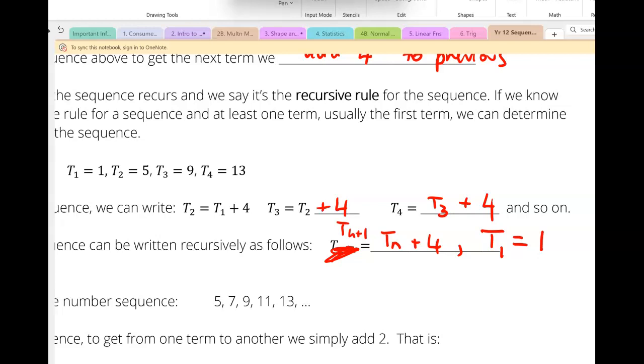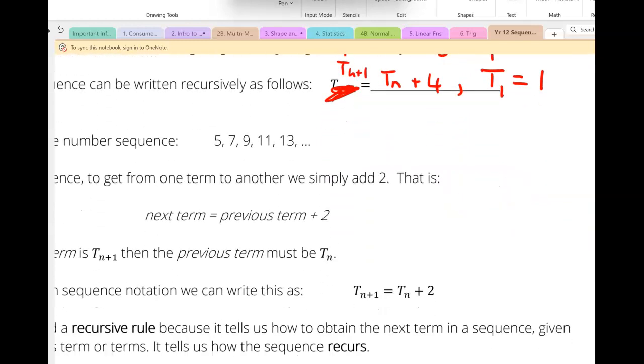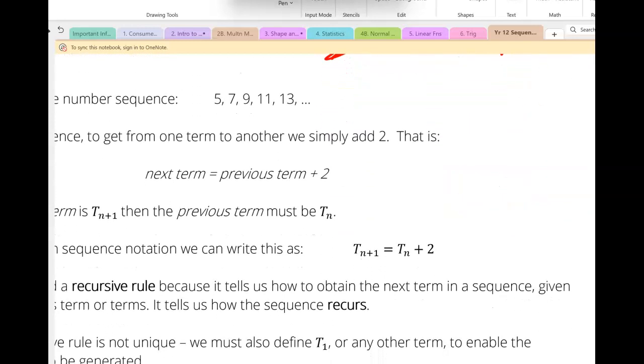So let's try the next one. Actually, I think I've already given this one to you. With this next sequence, you've got 5, 7, 9, 11, 13. To get to the next term, we're adding 2 to the previous term, starting with 5. First term is 5. So next term, previous term plus 2, and this is how we would write that. Again, it's that same idea. Your recursive definition, Tn plus 1 means the next term. How do I use the previous term to get to the next term? And I do that by adding 2.